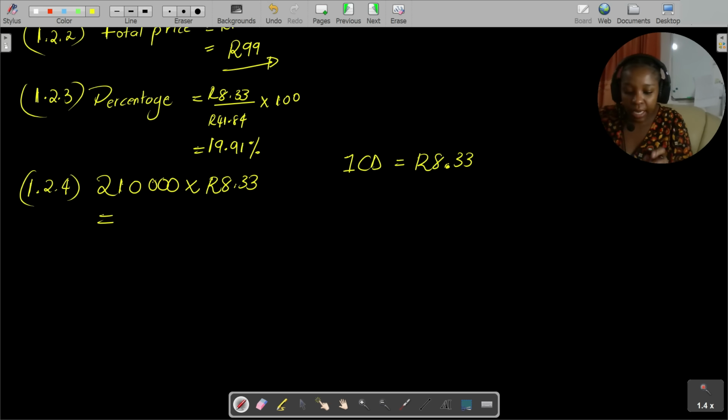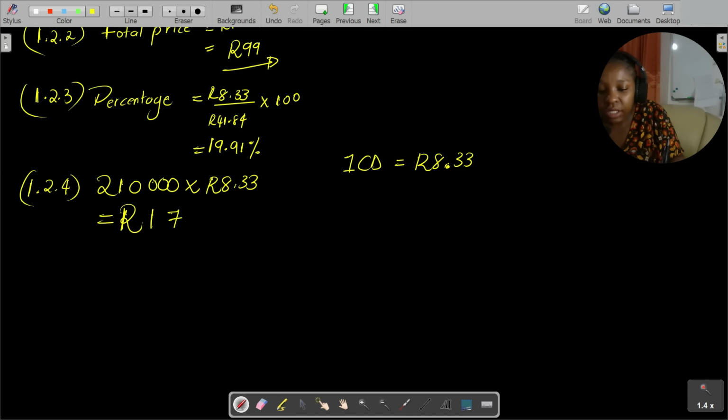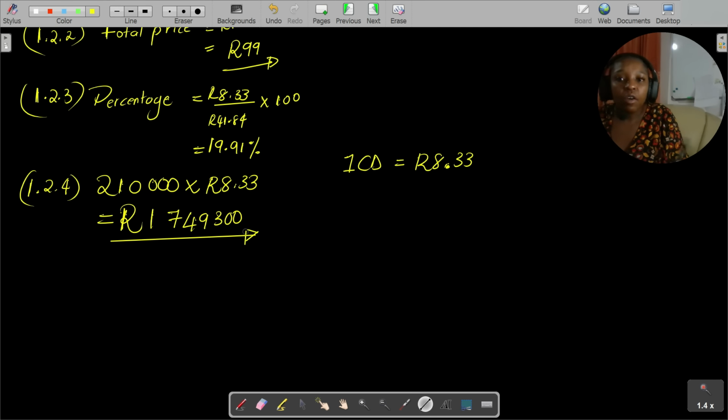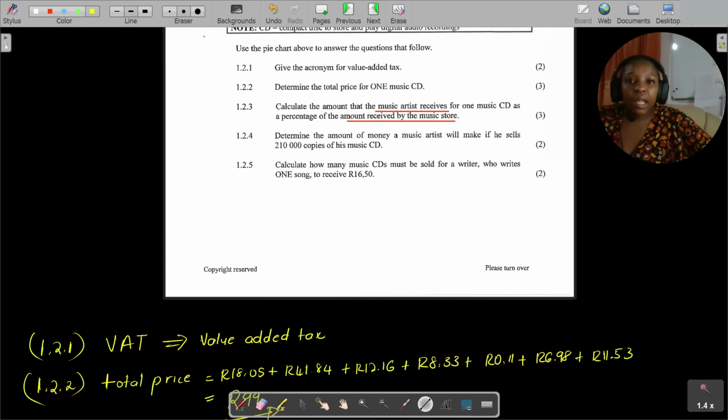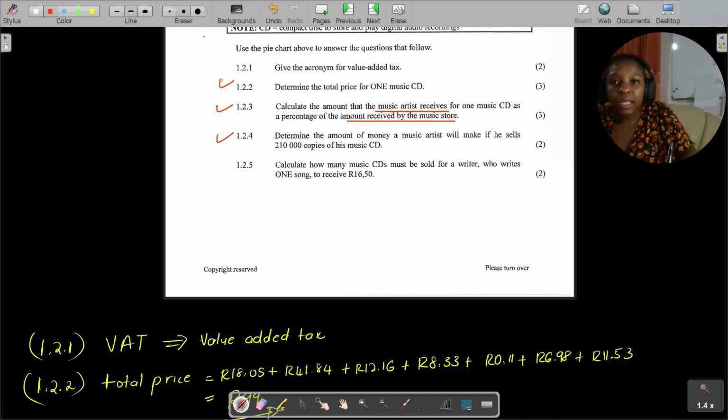So if we take 210,000 multiplied by 8.33, how much do you get? You'll see that the music artist will actually make 1,749,300. That is how much he'll make from just the sale of 210,000 CDs. I'm just doing this so I can take note of what I've already done.